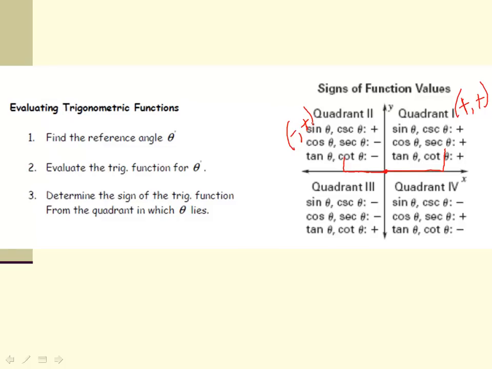In quadrant 3, sine, cosecant, cosine, and secant are all negative because you go negative x and negative y. And then your tangent and cotangent are going to be negative over negative, so that makes a positive. And then in quadrant 4, you go in the positive x direction and negative y direction. So your cosine and your secant are both positive, your sine and cosecant are both negative, but then the tangent and cotangent are both going to be negative because you'll have a positive over negative.